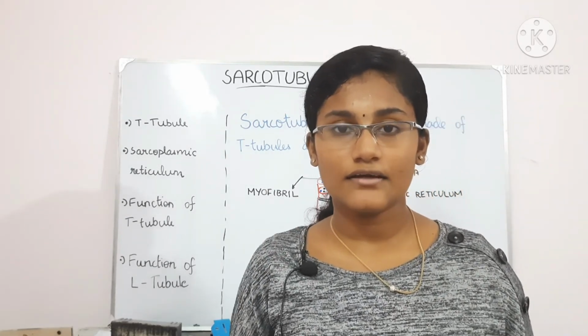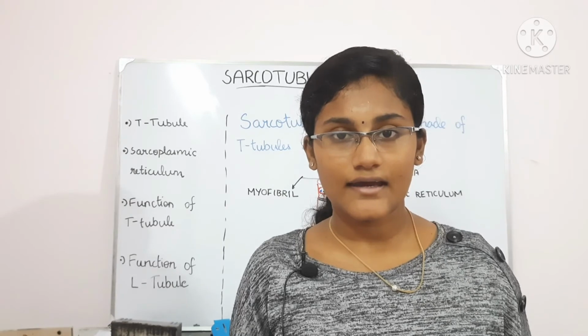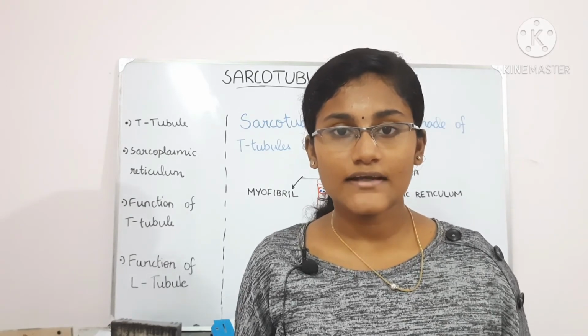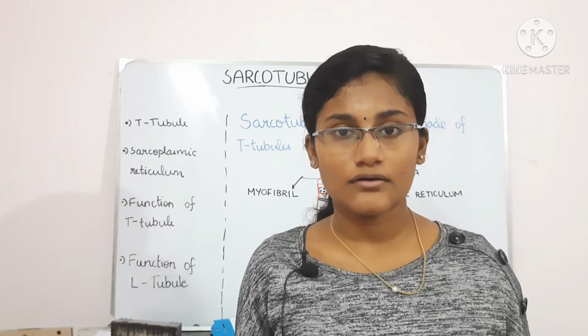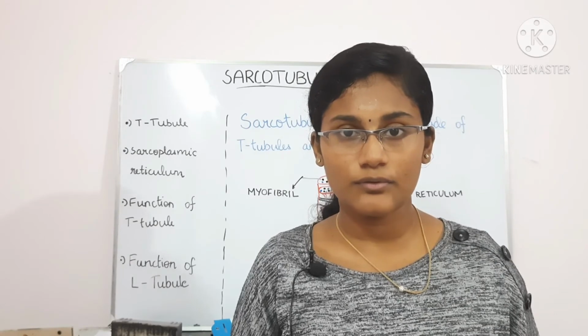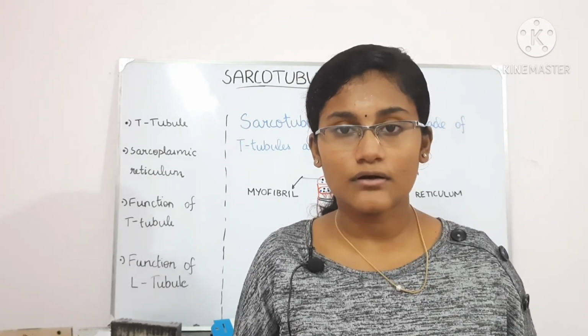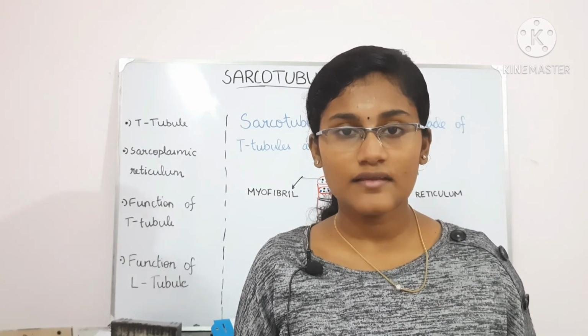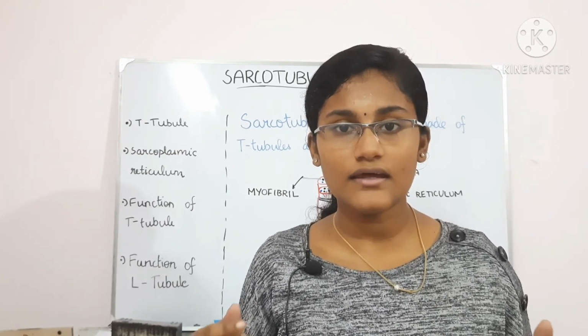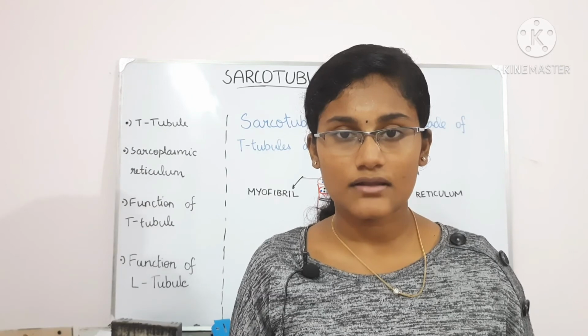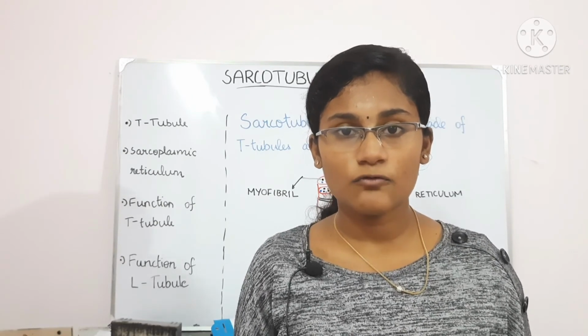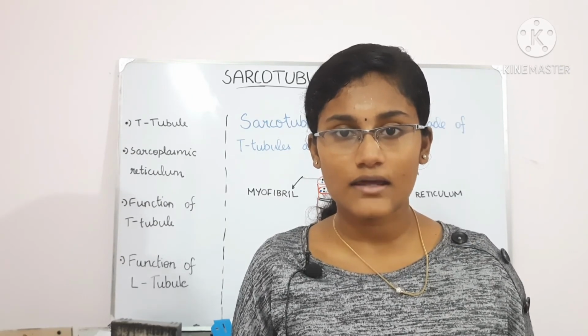So lastly I'd just like to say some important points again. We must note that T tubules are open tubules, but L tubules are closed tubules. And L tubules not only have tubules but also cisternae, and one pair of the cisternae and the T tubule together form the triad of a skeletal muscle, and the triad is usually present at the junction of the A band and the I band.